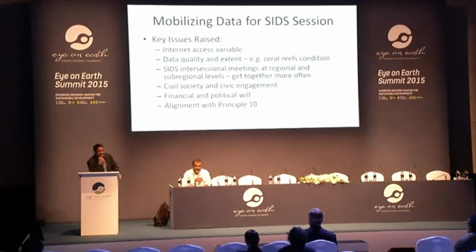With the last three intersessional meetings on SIDS that have occurred, there's a bit of a time gap between each of the meetings. So one of the suggestions was to have more meetings bringing SIDS communities together at both the regional and sub-regional levels, and more civil society and civic engagement as part of these data issues to really deliver impact across island communities. Where is the financial and political will coming from? We can talk about data and information and how that influences policy, but you really need commitment from leadership, both at the financial and political levels. And then how do we align to all the components of Principle 10?